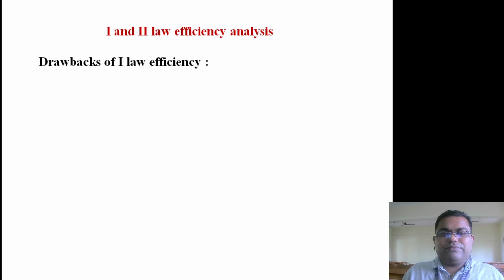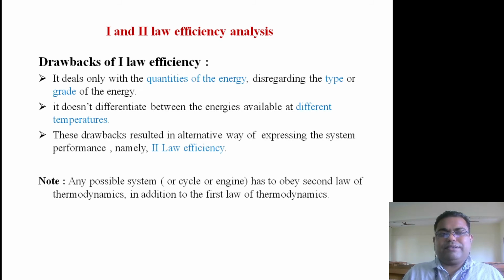So if we look at the first law efficiency drawbacks, the first drawback is that it deals only with the quantities of energy, disregarding the type or grade of energy. It doesn't talk about which grade of energy it is. It is talking about just a quantitative analysis of the efficiency. It does not differentiate between energies available at different temperatures. It doesn't say this much energy is available at this temperature, and this much energy is available at that temperature. So these are basically the two biggest drawbacks of the first law efficiency.